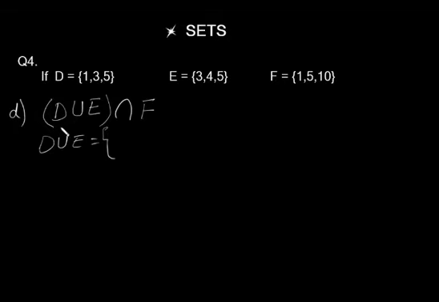In mathematics, we always solve the brackets first. So it means that we need to find out D union E first, and then whatever the answer comes, we'll take the intersection with F. So first we find out D union E.